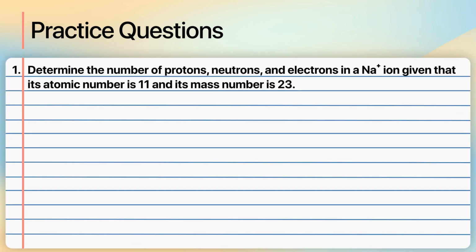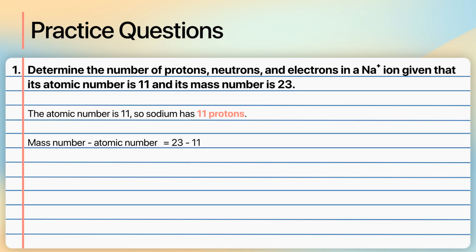Let's dive into some GCSE level questions to apply our understanding of calculating the numbers of protons, neutrons, and electrons in simple ions. Question 1. Determine the number of protons, neutrons, and electrons in a sodium plus ion, given that its atomic number is 11 and its mass number is 23. We'll start with protons. The atomic number of sodium is 11, so there are 11 protons. Next, neutrons. The mass number minus the atomic number is 23 minus 11, which gives us 12 neutrons.